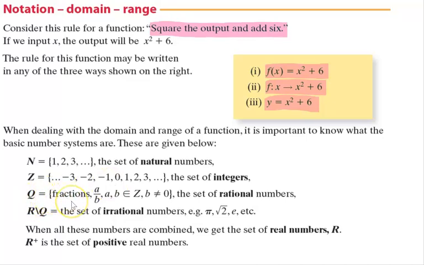Q is equal to fractions a over b, where a, b are elements of Z, and b is not equal to 0. So again, Z being an integer. This is the set of rational numbers. And then Q bar, or R divided by Q, is the set of irrational numbers. So some examples are pi, root 2, e. When all these numbers are combined, we get the set of real numbers, so capital R. Capital R stands for real numbers, and it's all the numbers on the number line. So positive, negative, whole numbers, decimals, fractions, irrational numbers, and so on. And R with a little plus is the set of positive real numbers.